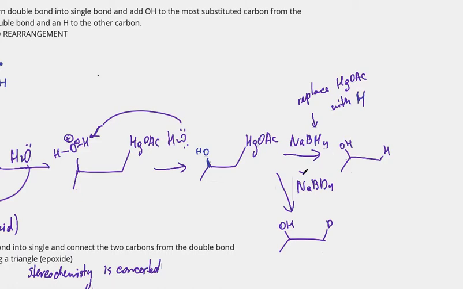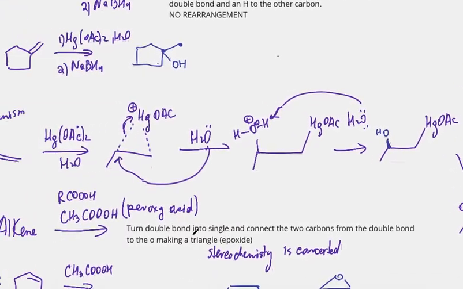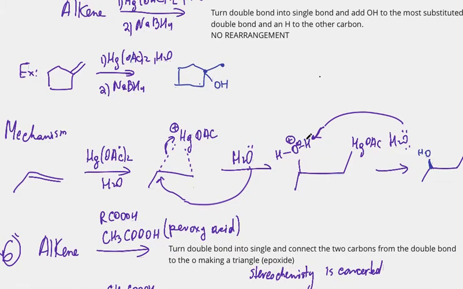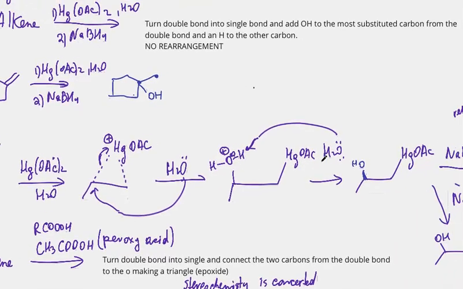Now, if your teacher wants to be tricky, they could say we will use NaBD4, deuterium, which is an isotope of hydrogen. Then what happens is, instead of hydrogen next to OH, you will get deuterium. Another way your teacher could be tricky is, instead of using water here, he could use D2O, where instead of hydrogen you have deuterium. So then instead of getting OH here, you would get OD.